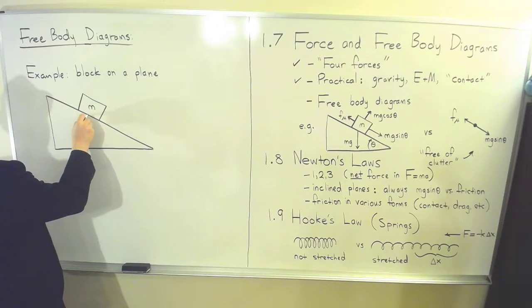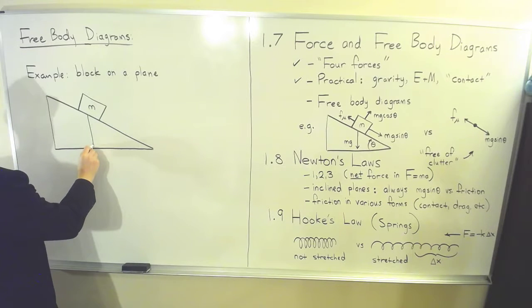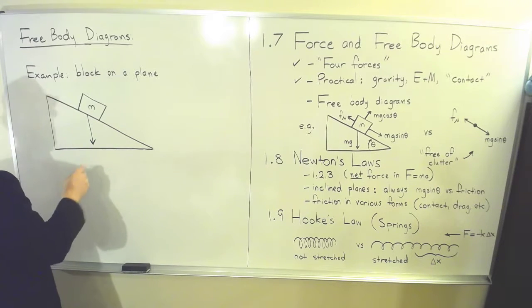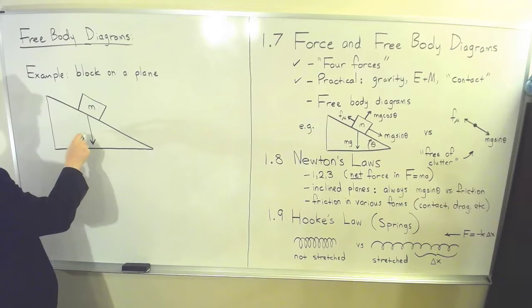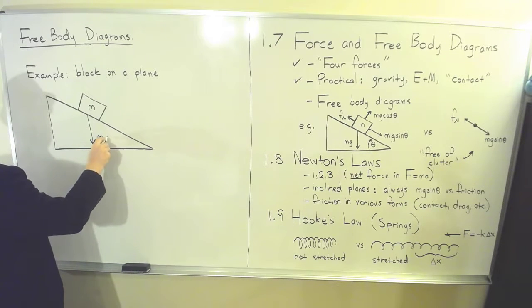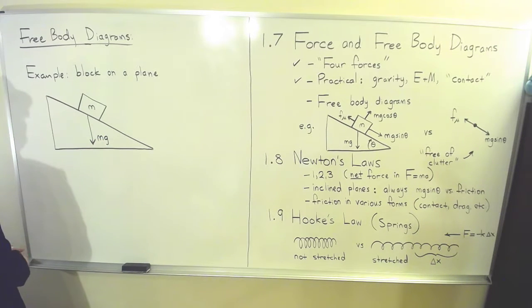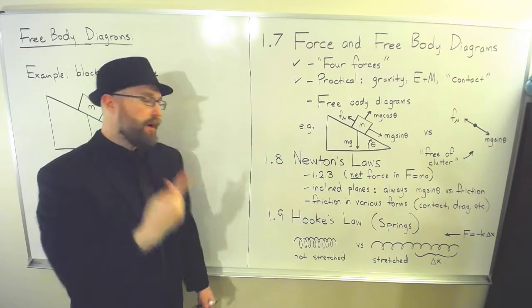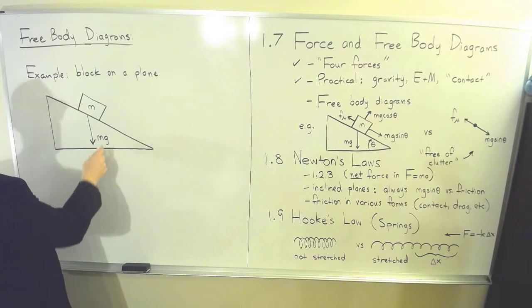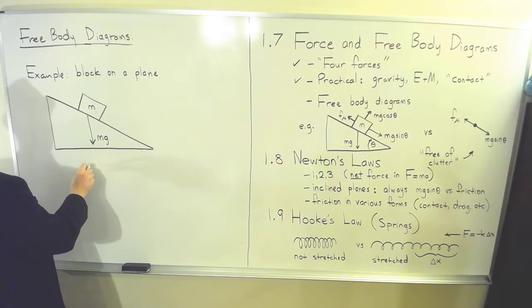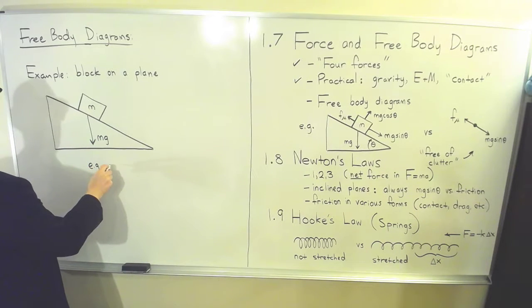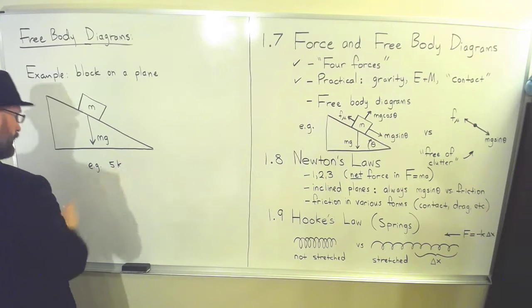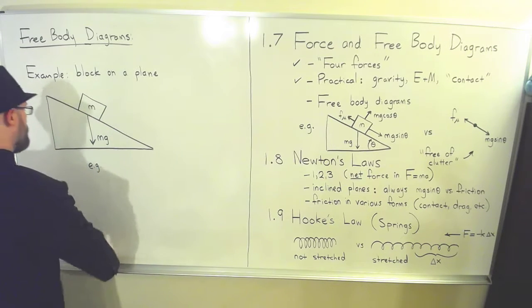So one of the forces is a force due to gravity, and this is a force that's going to point straight downward. And the size of this force, in this case, is going to be mg. Now, usually we'll decide that the upward direction is the positive direction, and so this would mean, for example, say the mass is 5 kilograms.